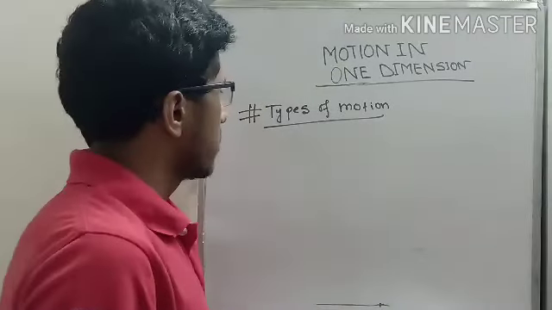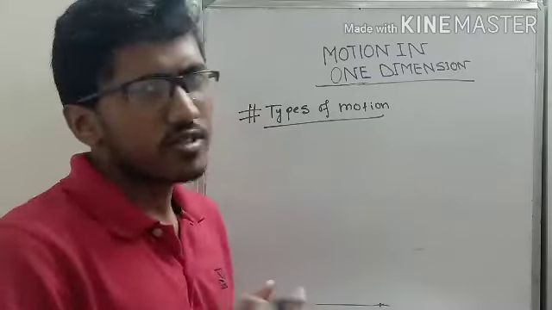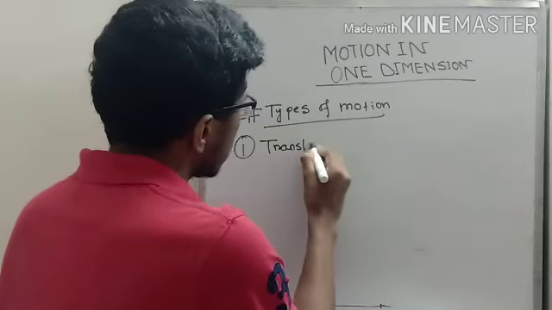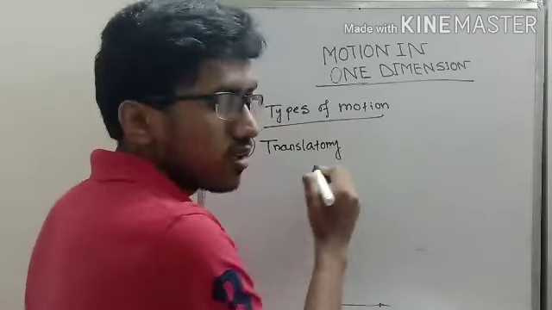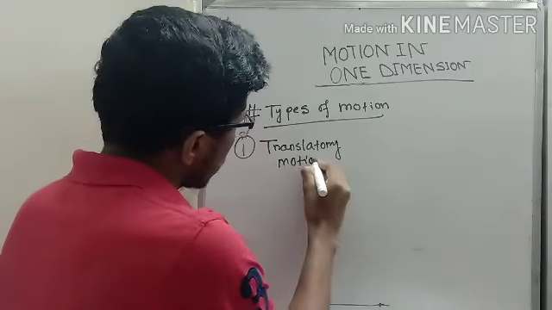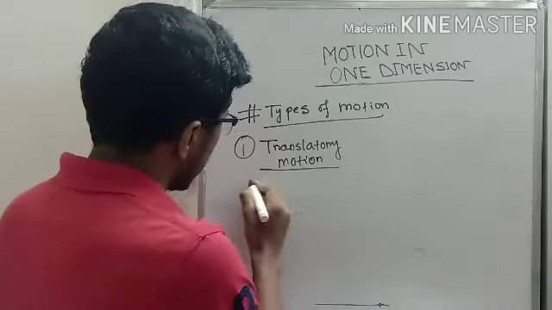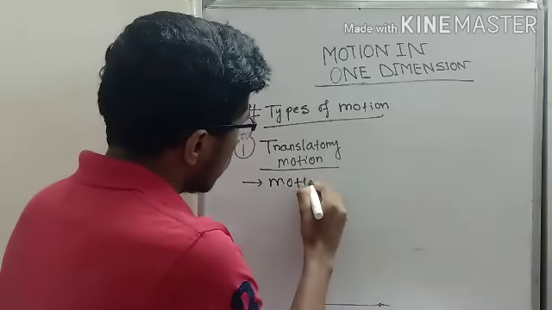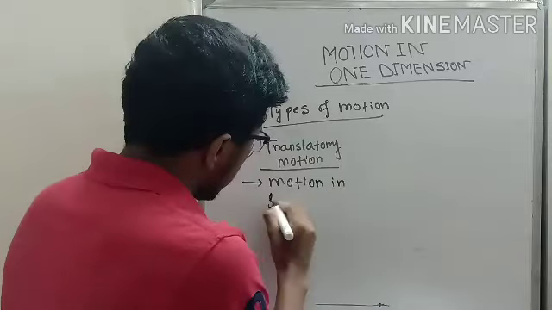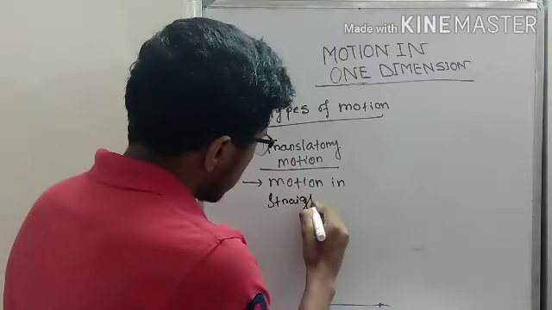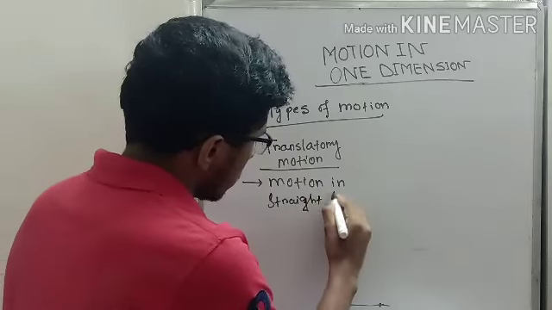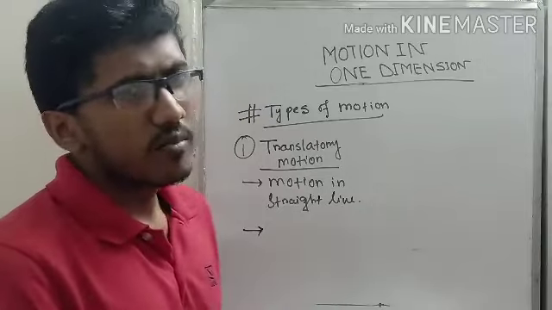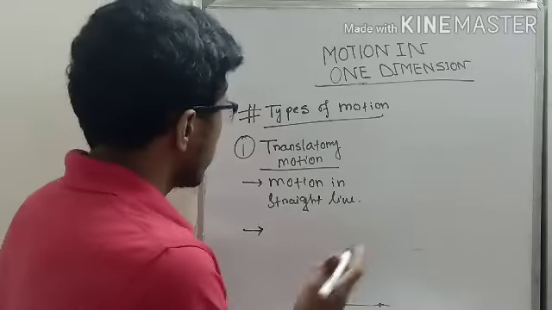Types of motion. Basically motion is of three types. First is translatory motion. What is translatory motion? Motion in a straight line. Example: a car moving on a road is an example of translatory motion.